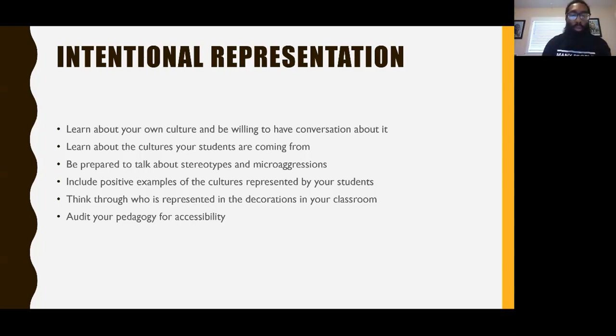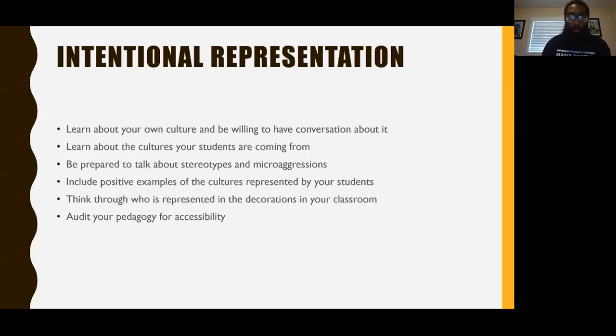Another thing that's important here is to learn about the cultures that our students are coming from. Many of our students are coming from all walks of life, right? So socioeconomic status, sexual orientation, disability status, immigration status, race, ethnicity, etc. And so it's really important for us to learn about the places that our students are coming from, learning about the areas of town that they're coming from. That way we can have a working knowledge to have conversation as well as to understand the context in which the student is communicating to us.